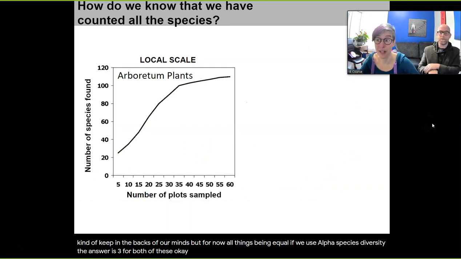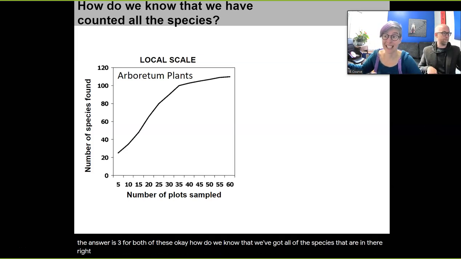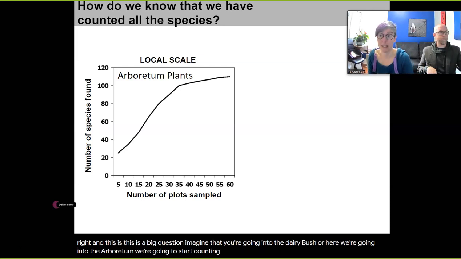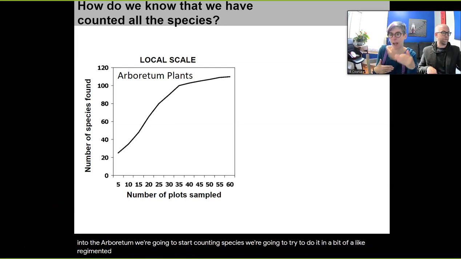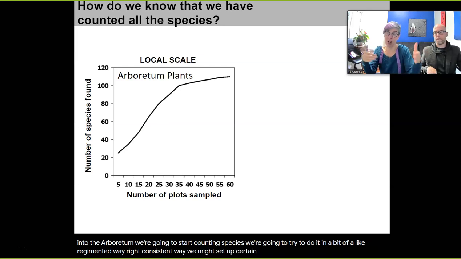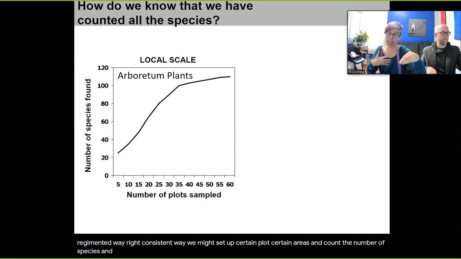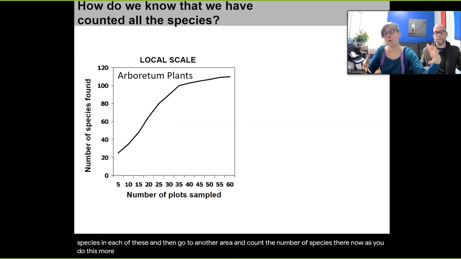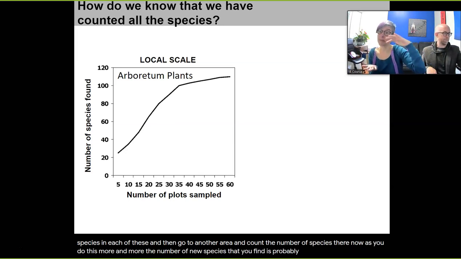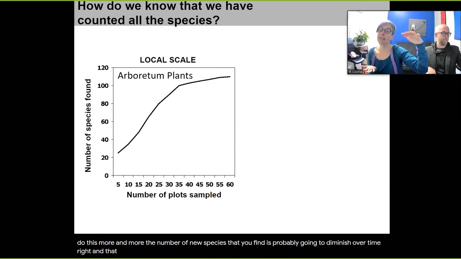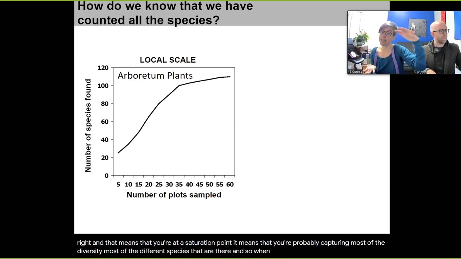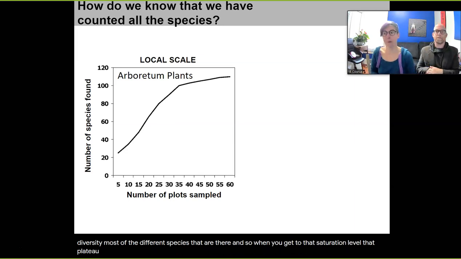Now, how do we know that we've got all of the species that are in there? And this is a big question. Imagine that you're going into the Dairy Bush, or here we're going into the arboretum, and we're going to start counting species in a regimented, consistent way. We might set up certain plots and count the number of species in each, and then go to another area and count the species there. As you do this more and more, the number of new species that you find is probably going to diminish over time. That means you're at a saturation point, probably capturing most of the diversity. When you get to that plateau, you can probably stop sampling.